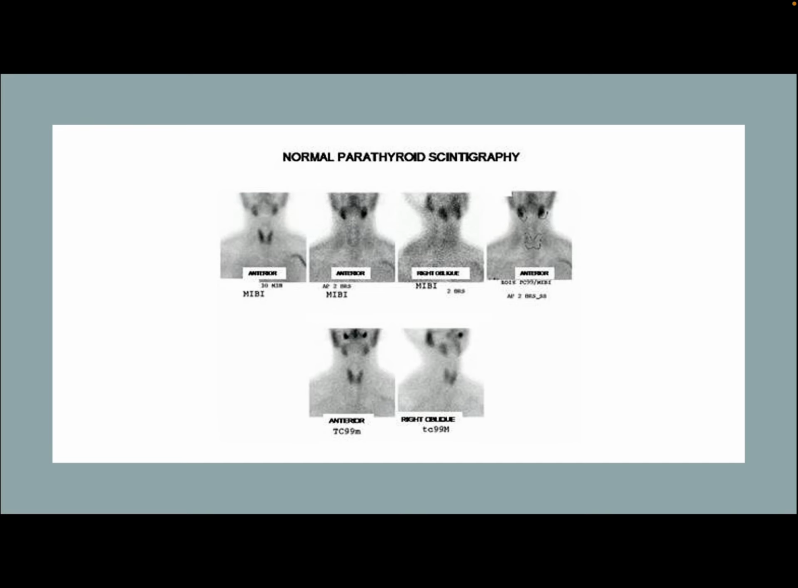Here we have some images of what a normal parathyroid scintigraphy looks like. I'm using sestamibi, and it's a little blurry, but you can see that it goes from 30 minutes to 2 hours. And we have anterior and right oblique.